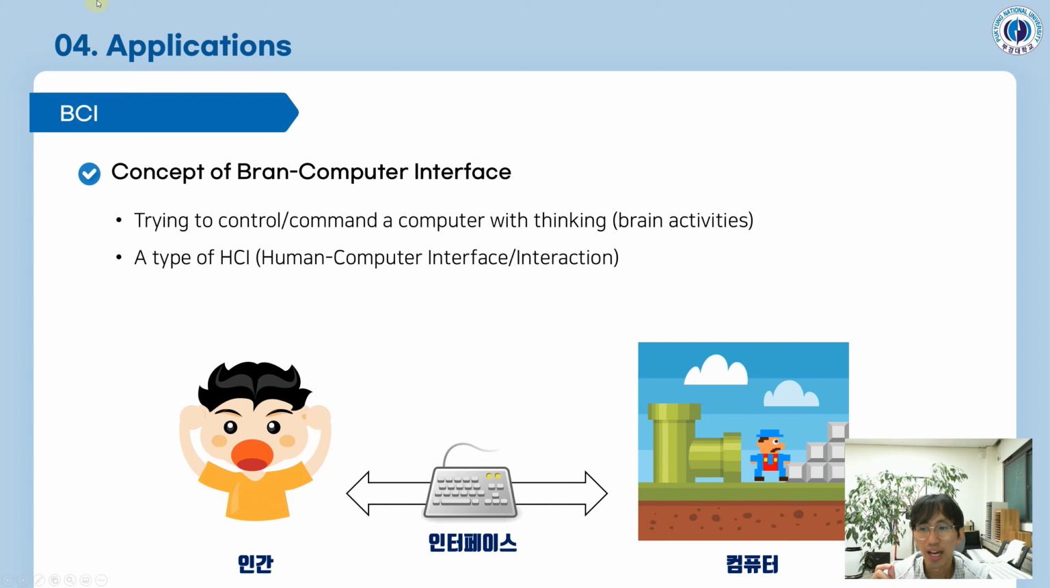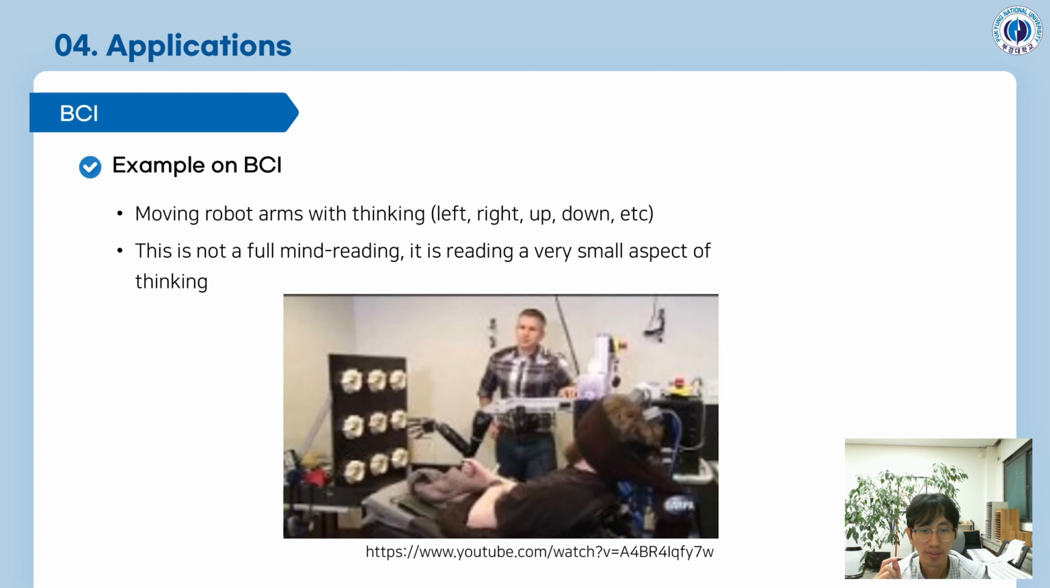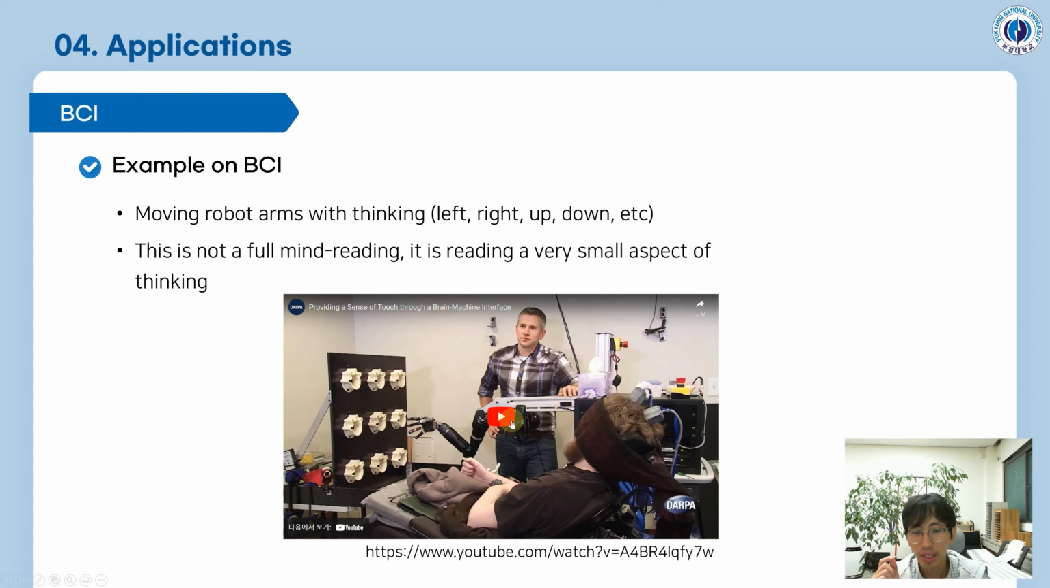Brain-computer interface is a type of HCI, human-computer interaction, or human-computer interface. Human-computer interaction includes all our body movements. So we can use our body gestures, or maybe just speaking. If we control the computer characters or environments, then we can call that HCI. And if you want to use the brain, then it's going to be brain-computer interface. And this is an example of a BCI.